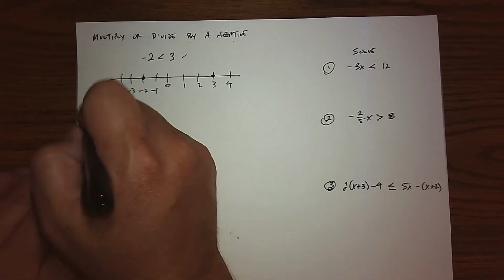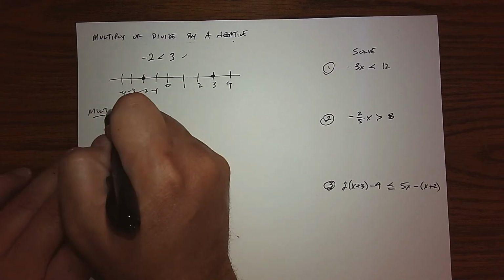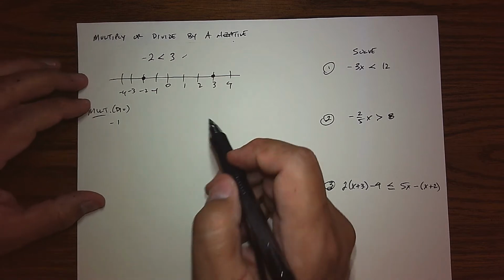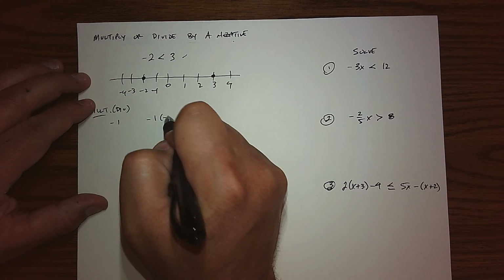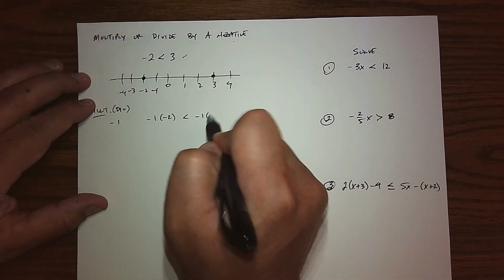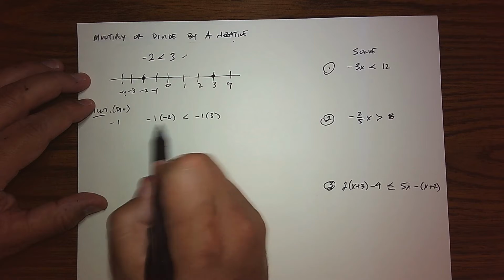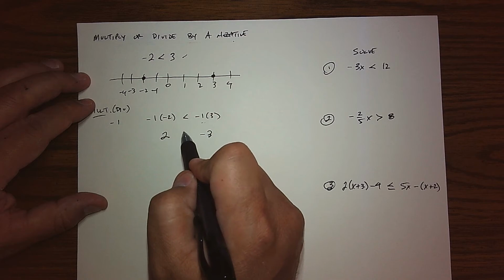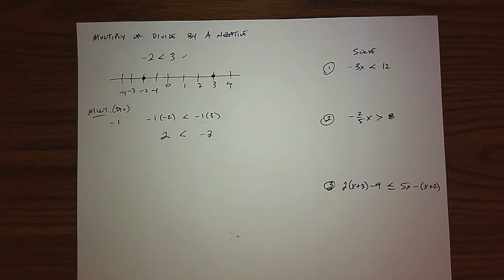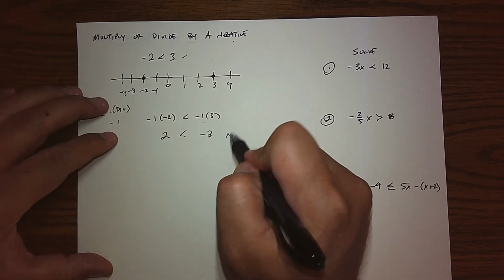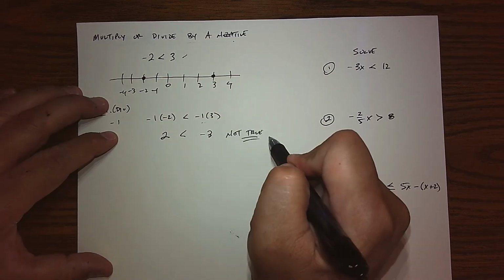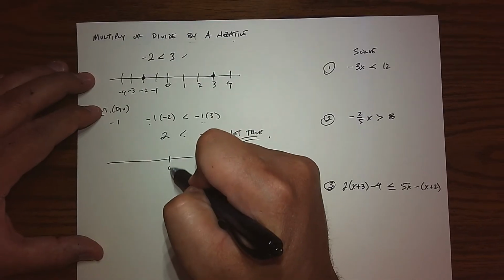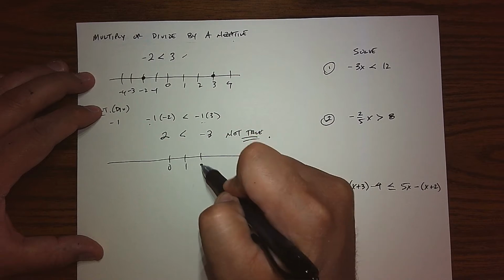So that is a true inequality. But look what happens if we multiply. It would also be the same thing if I divided by negative 1. If I take each side and multiply both sides by negative 1, this side now becomes 2, this side becomes negative 3. If we weren't careful and left the inequality like it was, I now have a statement that's not true.